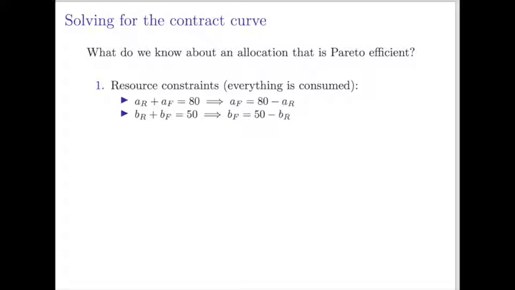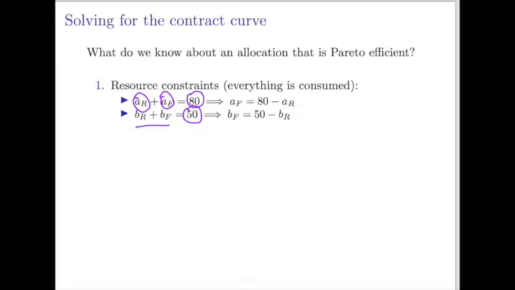Well, like I said, the resource constraints have to be satisfied. So everything has to be consumed. So what are the resource constraints? Well, if Rob consumes AR apples and Friday consumes AF apples, the total number of apples we have is 80. So we should be allocating all of the apples. We shouldn't be throwing any away. We should be splitting the 80 apples between Rob and Friday. Similarly, we should be splitting the 50 bananas between Rob and Friday.